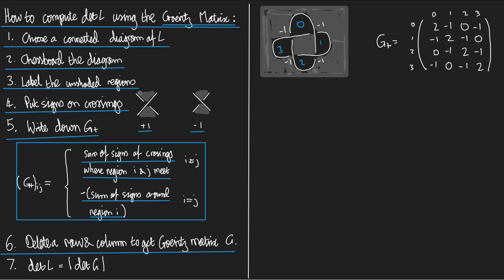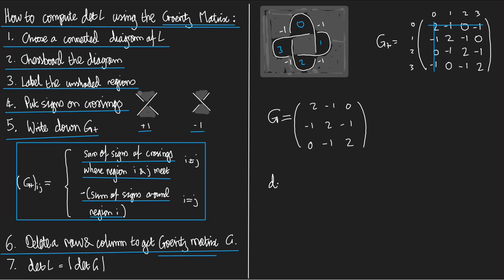Step 6. Delete a row and column, any row and column you like, to get the Goeritz matrix G. So this thing that's coming up next is the Goeritz matrix G. So let's do that. And which row and column shall we delete? The first ones, for argument's sake. Often there's a good choice that'll make life easier, so think carefully when you do choose what to delete. And then we're going to get 2, minus 1, 0, minus 1, 2, minus 1, 0, minus 1, 2, like that.